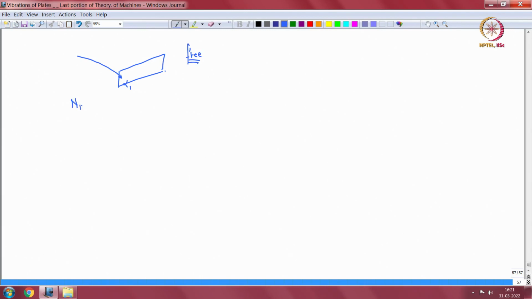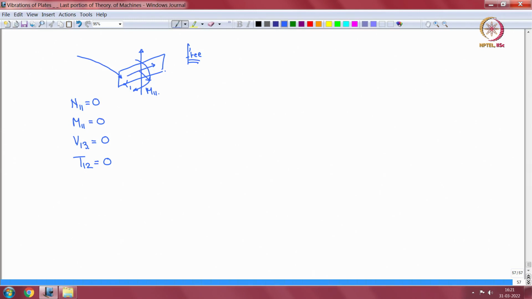You would have n11 equal to 0, then m11, the moment resultant, equal to 0, and then the vertical shear resultant 0, and lastly the other shear resultant 0. That is a free edge.